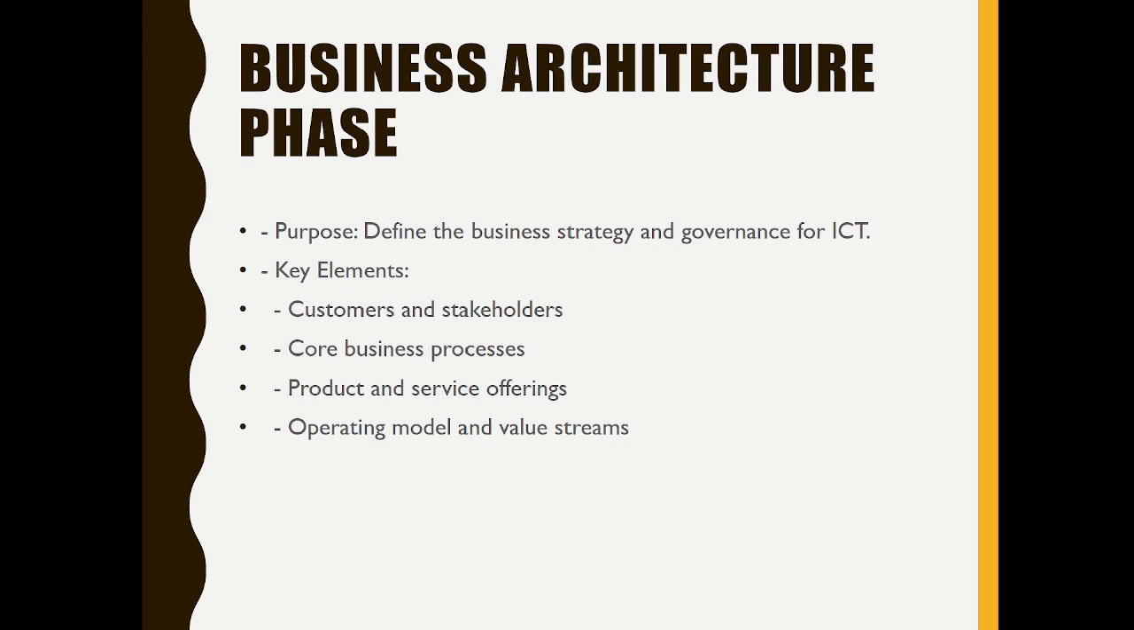The business architecture phase proposes the business strategy and the governance for the ICT. The phase has key elements: the stakeholders or customers who will use this business, the core business processes, and after all the operating model and the value streams, which we need to connect the business to ICT and architecture.